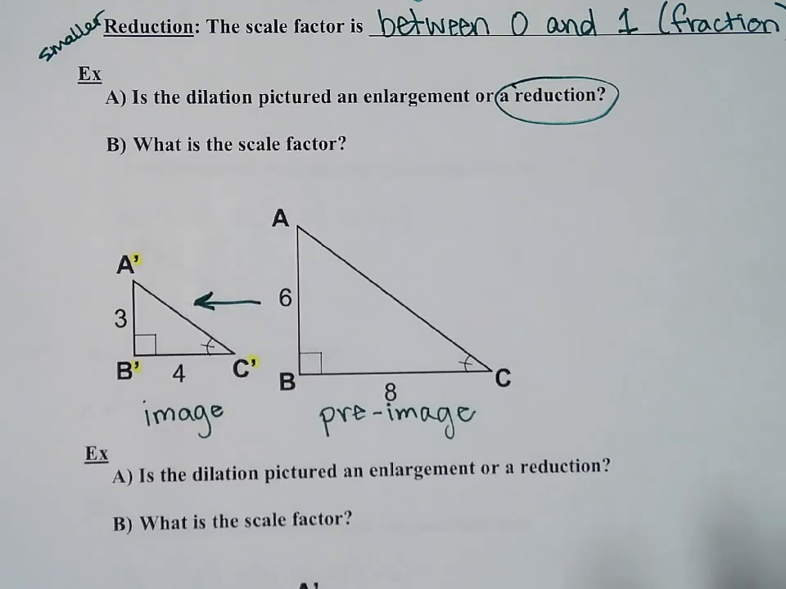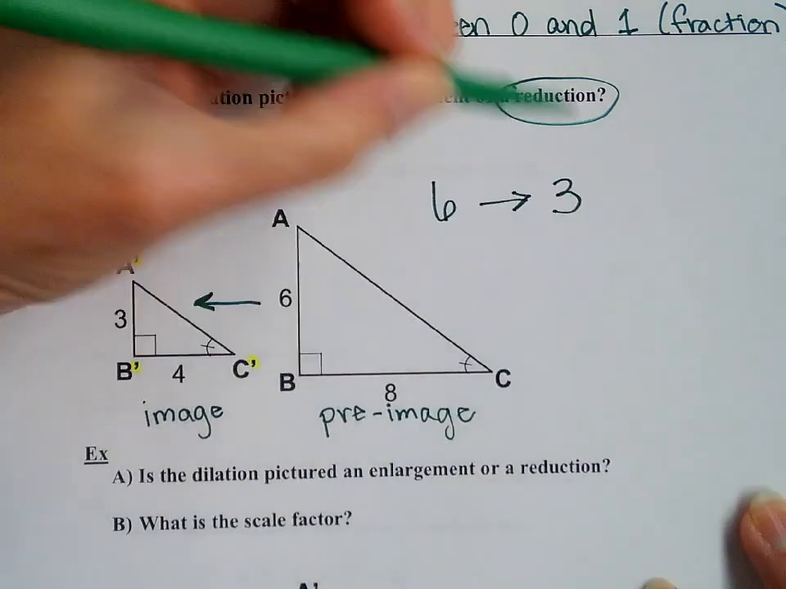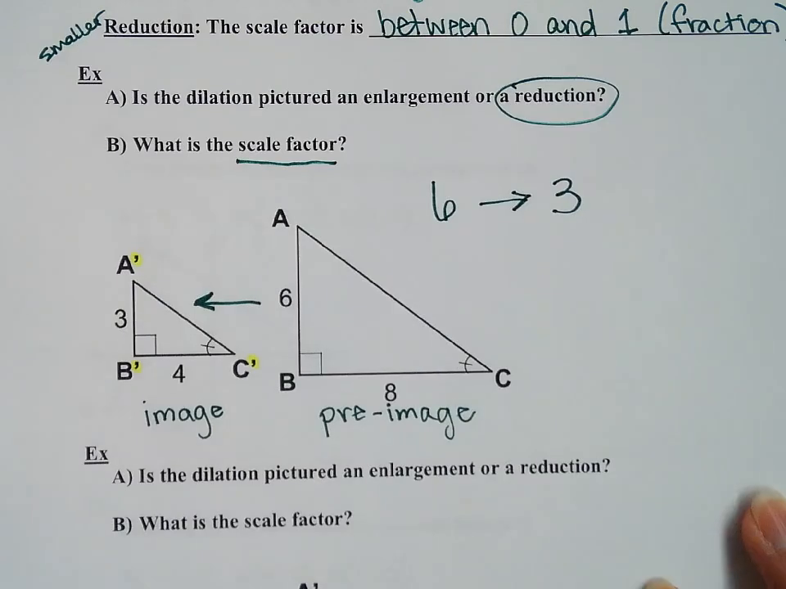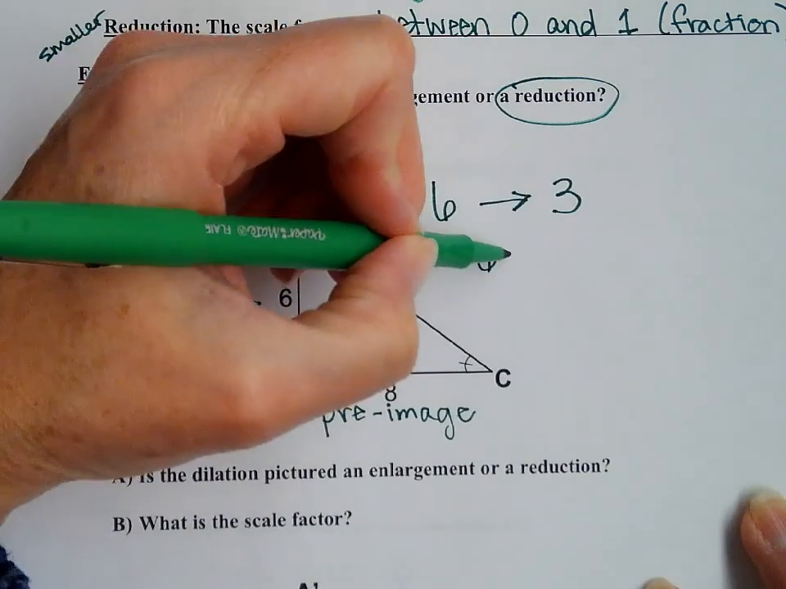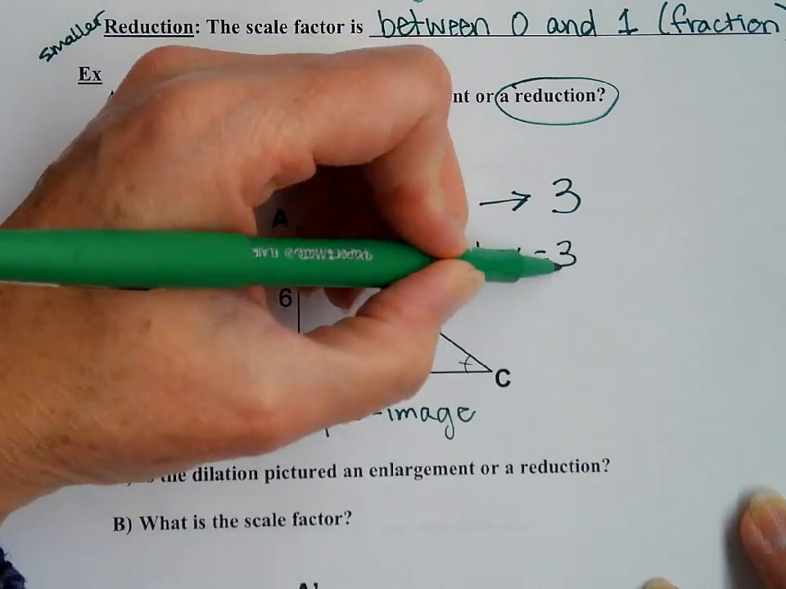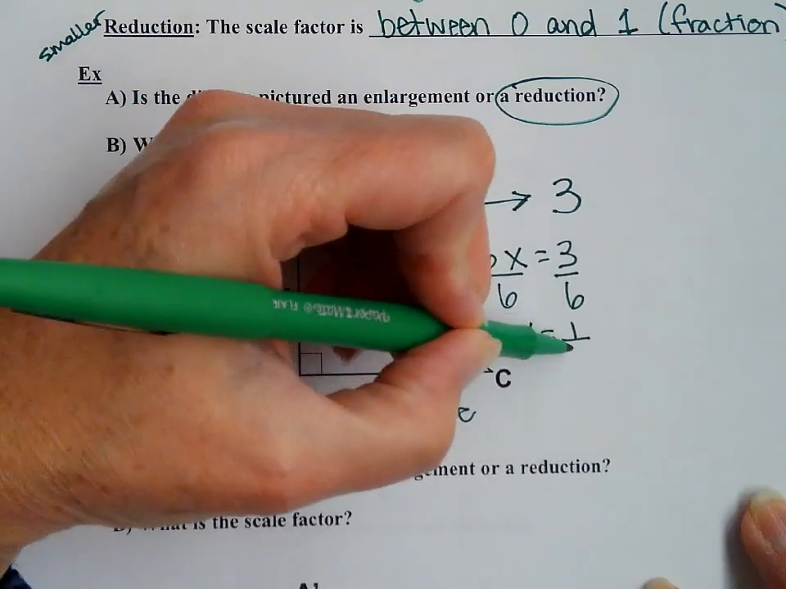The next thing we want to be able to do is decide on the scale factor. So how much smaller is it? So we started at 6 and we ended at 3. So we're looking for what we multiplied by to get from 6 to 3. And you can think of it like 6 times the scale factor equals 3. Divide by 6. And we get that the scale factor is a half.